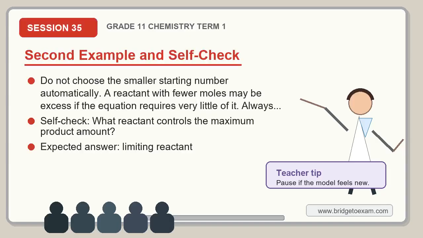Here is a second example. Do not choose the smaller starting number automatically. A reactant with fewer moles may be excess if the equation requires very little of it. Always compare through the balanced equation. Now answer this self-check. What reactant controls the maximum product amount? A strong answer should include limiting reactant.